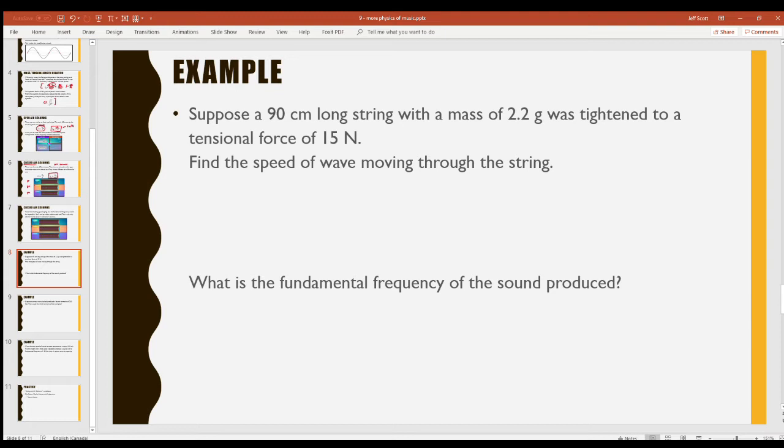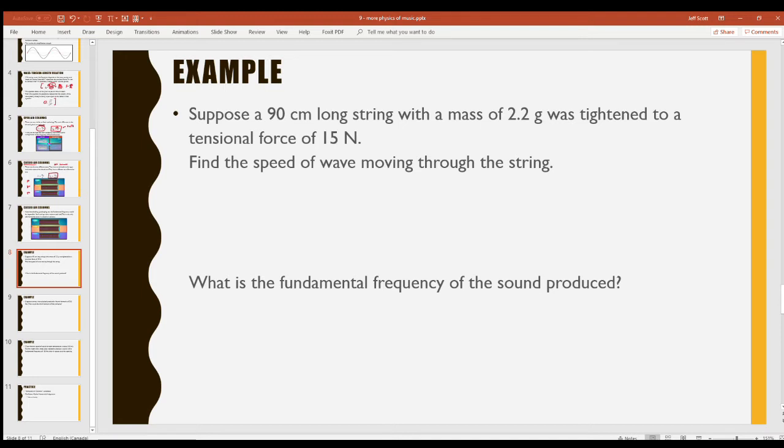All right, so we're going to run through a couple examples here, and hopefully this will alleviate any stress you might be having about these kinds of questions. The first one is saying we're going to suppose we have a 90 centimeter long string with a mass of 2.2 grams, and it was tightened to a tensional force of 15 newtons. We want to find the speed of the wave moving through that string.